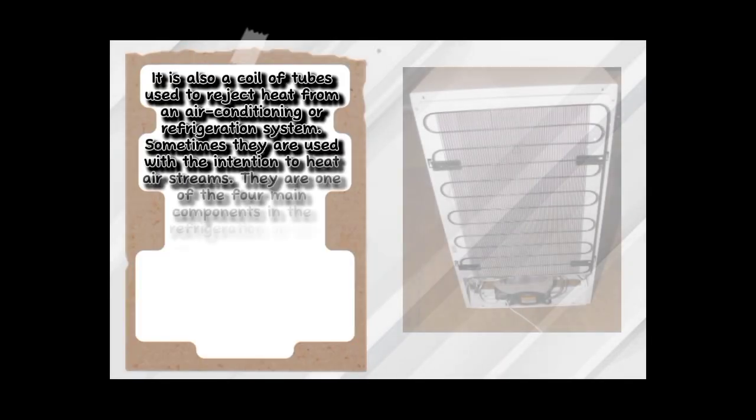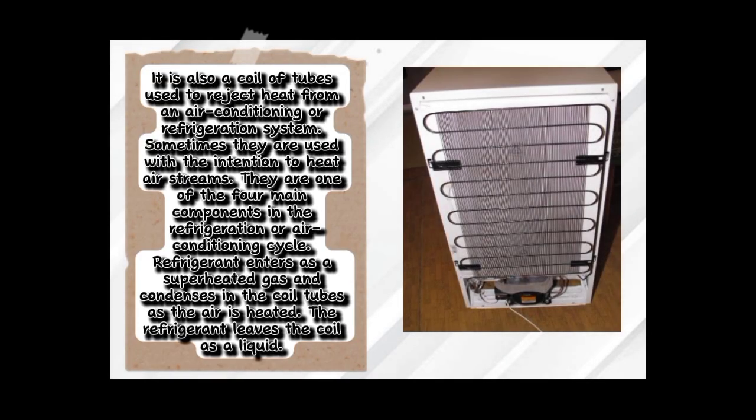Condenser. It is also a coil of tube used to reject heat from an air conditioning or refrigeration system. Sometimes they are used with the intention to heat an airstream. They are one of the 4 main components in the refrigeration or air conditioning cycle. Refrigerant enters as a superheated gas and condenses in the coil tube as the air is heated. The refrigerant leaves the coil as a liquid.